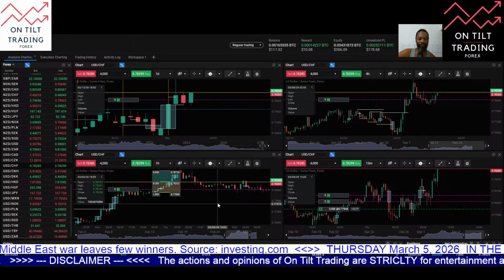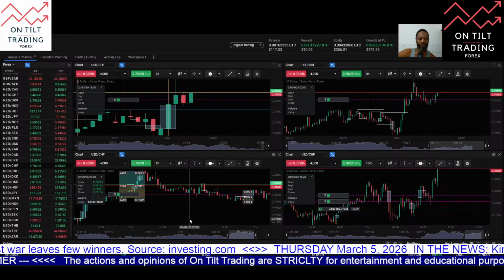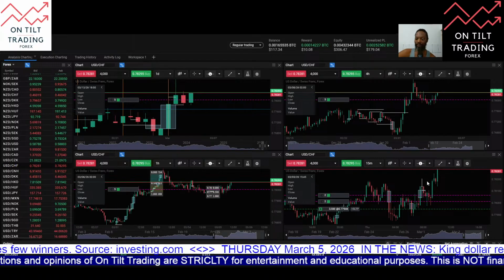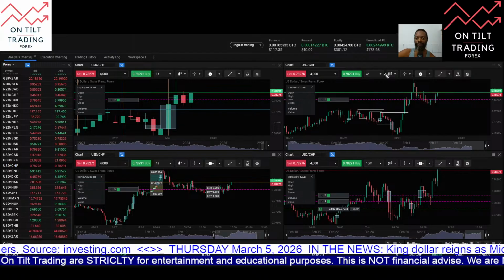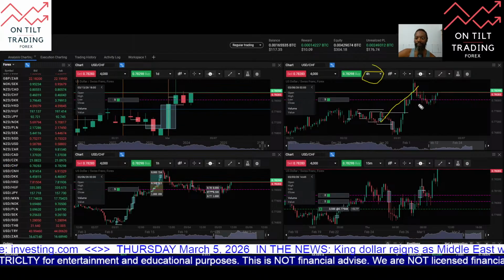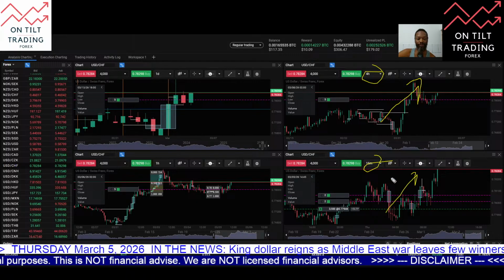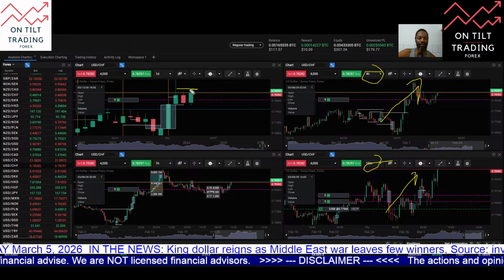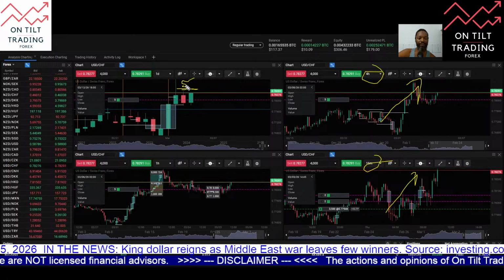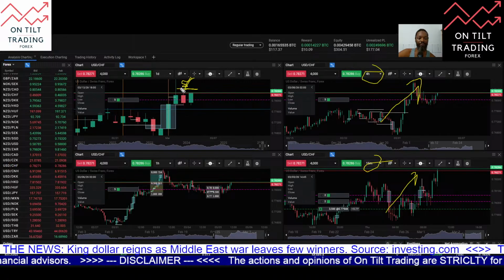Also price action is bullish here. And then here on the 4-hour, bullish price action, 15-minute also bullish price action. And currently headed towards target here, which is the buy side liquidity resting above yesterday's candle here.